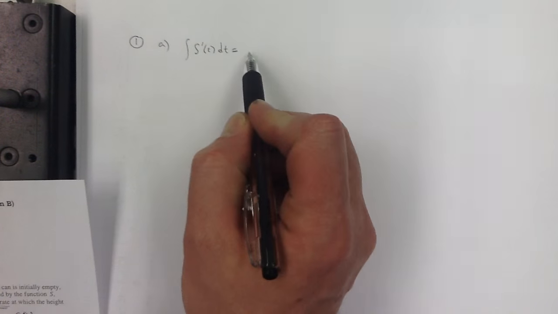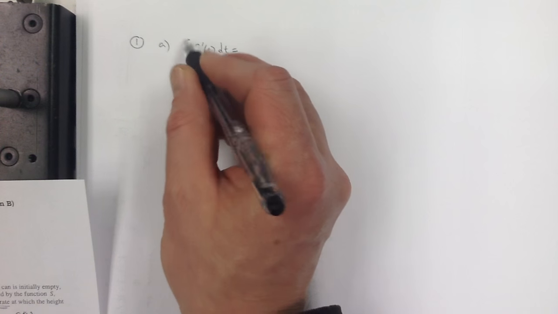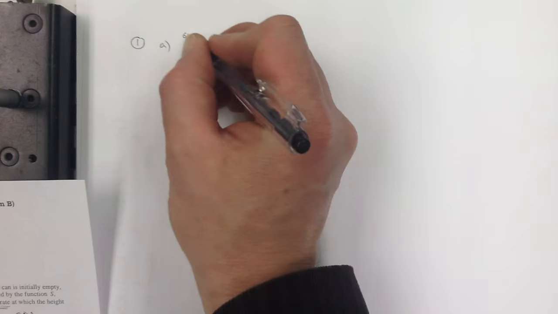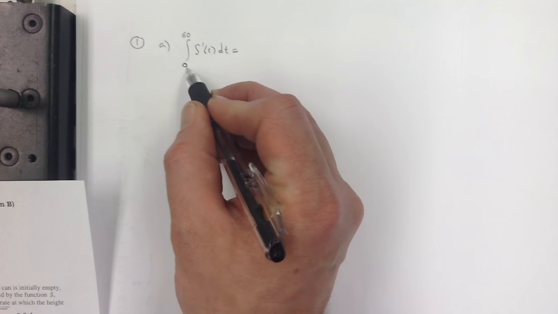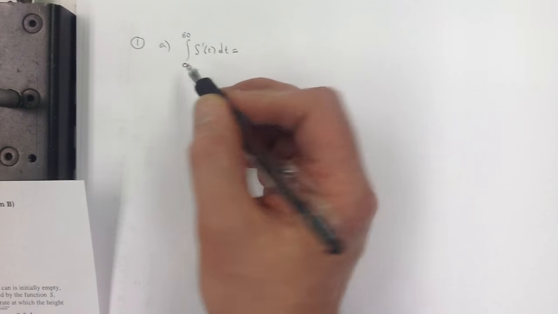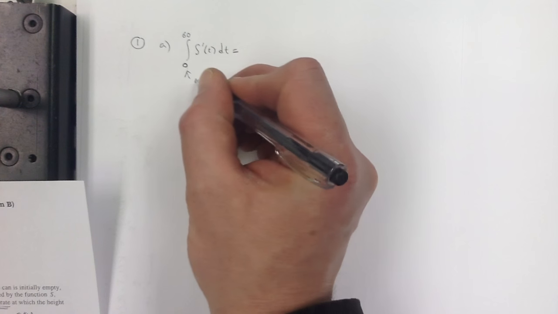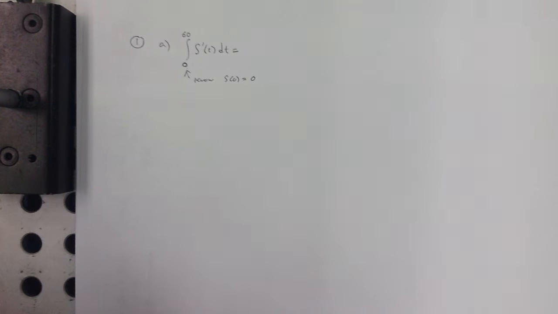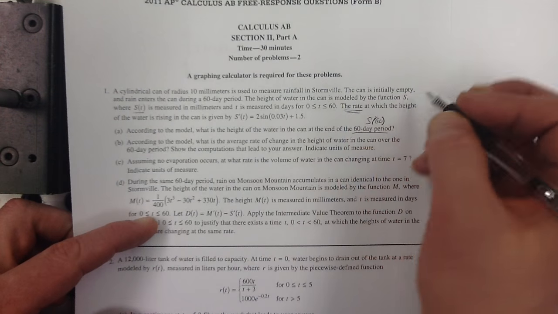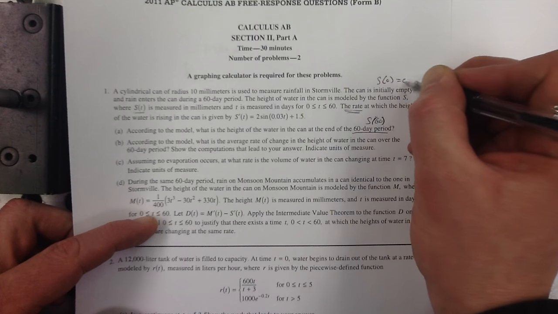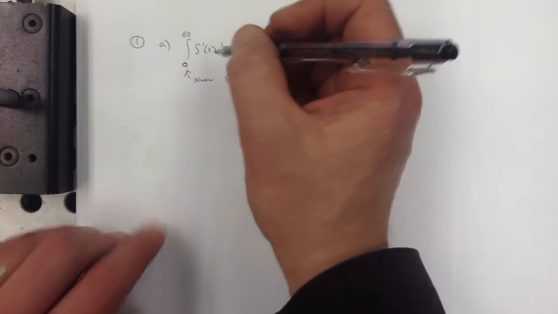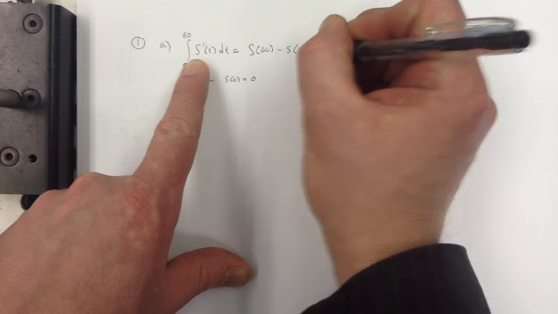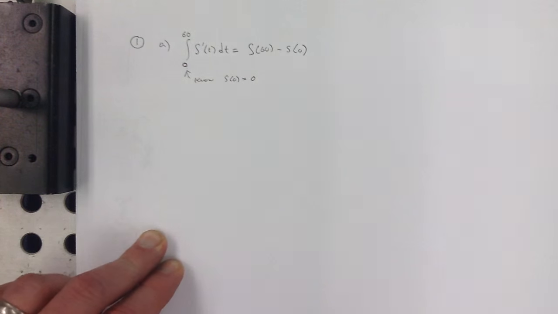But this isn't equal to one particular value. We have to go, typically, from the value we know to the value we're interested in. Why did I choose 0 here? Is it because we always start at 0? No. Often we do, but I picked 0 because I know that s of 0 is equal to 0. Right here it says the can is initially empty. That means s of 0 is 0. That's why I chose 0 here. So this is equal to s of 60 minus s of 0. This should feel a lot like a velocity displacement kind of problem here.